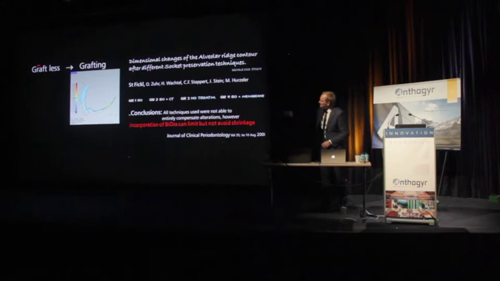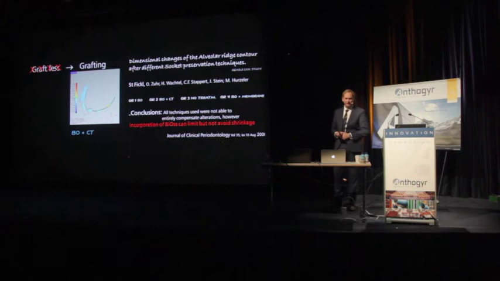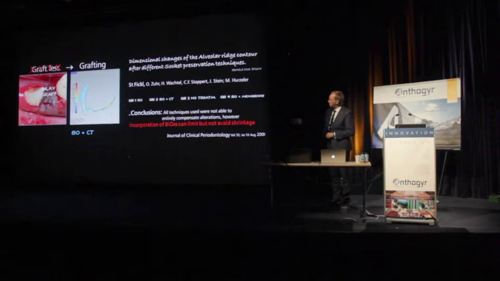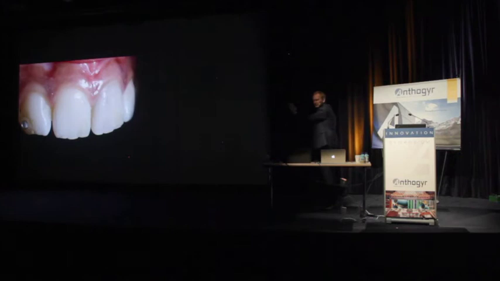Here, a German group publishing that incorporation of bios can help us to limit some of the shrinkage, but still in the light blue color, you see we lose some volume. That little bit of volume can be compensated with connective tissue grafting. And you see here, it's also useful to keep the grafting material in the socket and the bacteria out of the socket. So we try to use these studies to work on a patient like you see here.